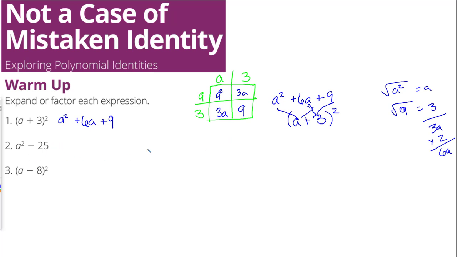Well, this one was a binomial. We could take the square root of a squared, and that gives you a. And you could take the square root of 25, and that gave you a 5, which means I could factor it into (a plus 5)(a minus 5).